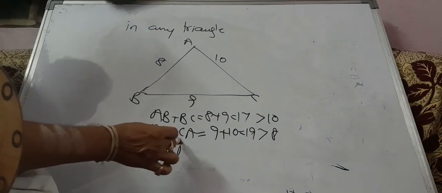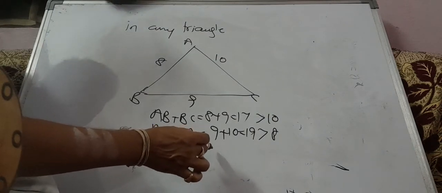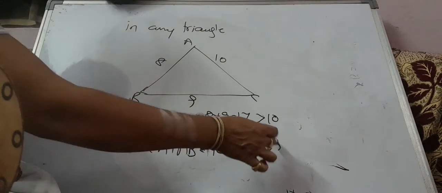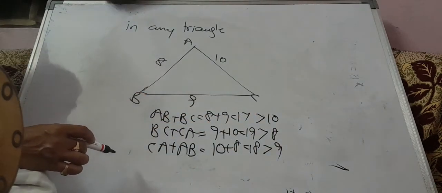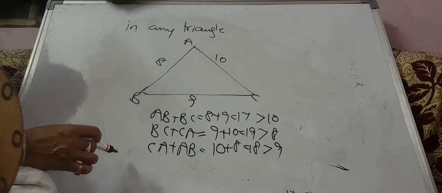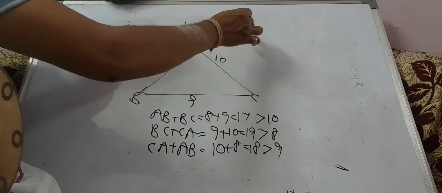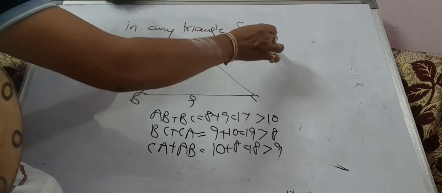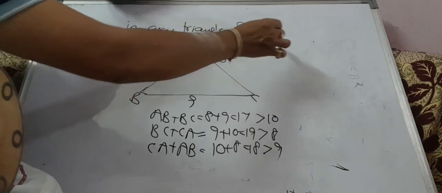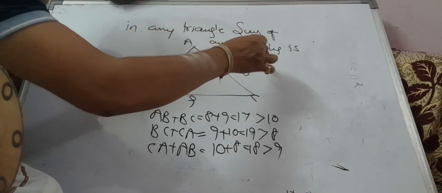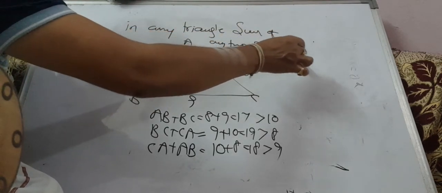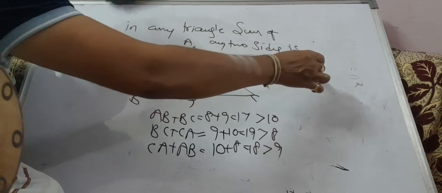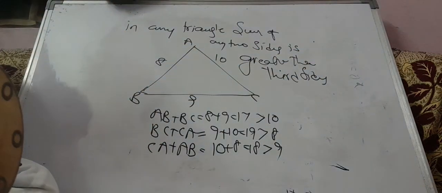Next, CA plus AB. How much? 10 plus 8, 18. It is greater than 9. So here we understood one property. In any triangle, the sum of any two sides is greater than the third side. Sum of any two sides is greater than the third side.